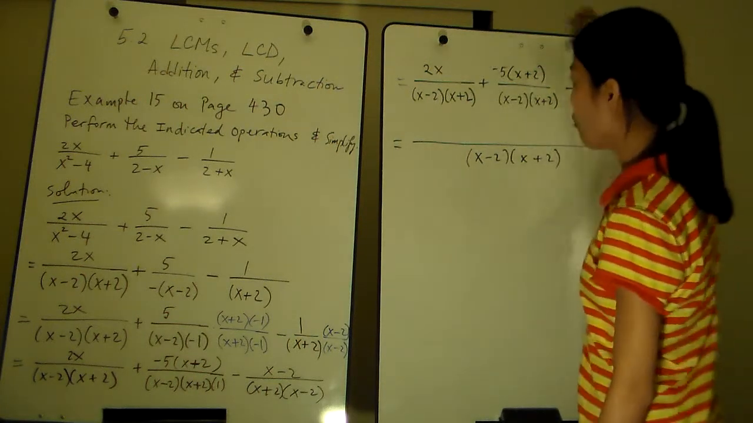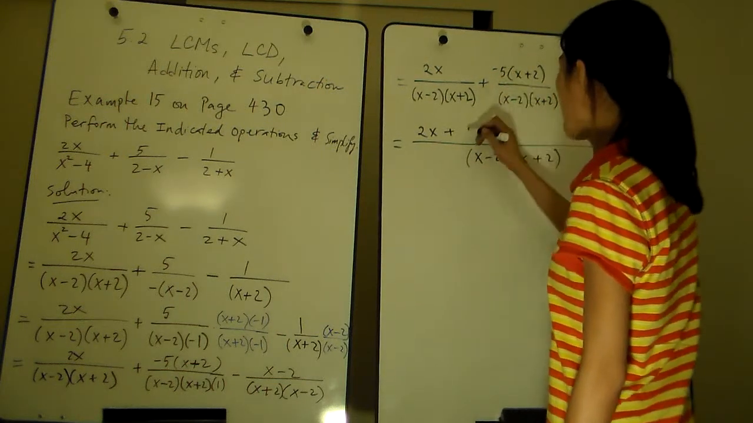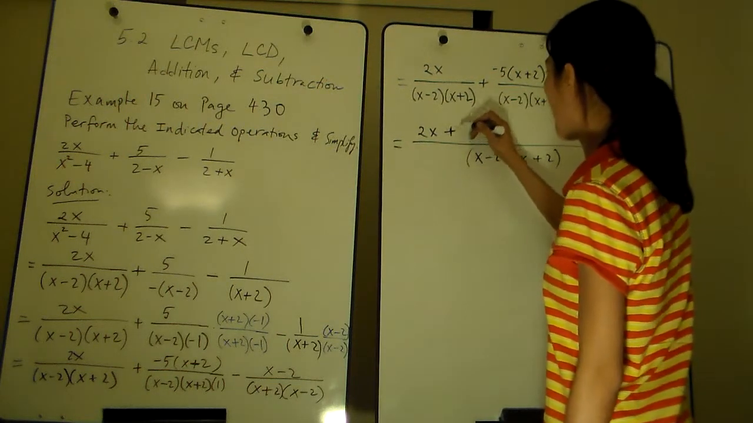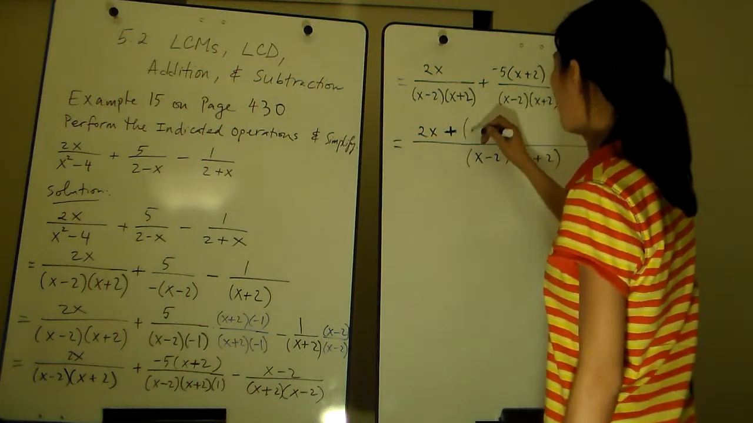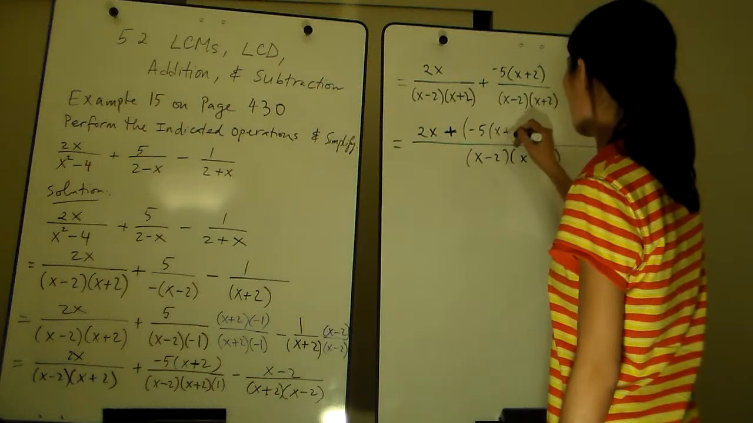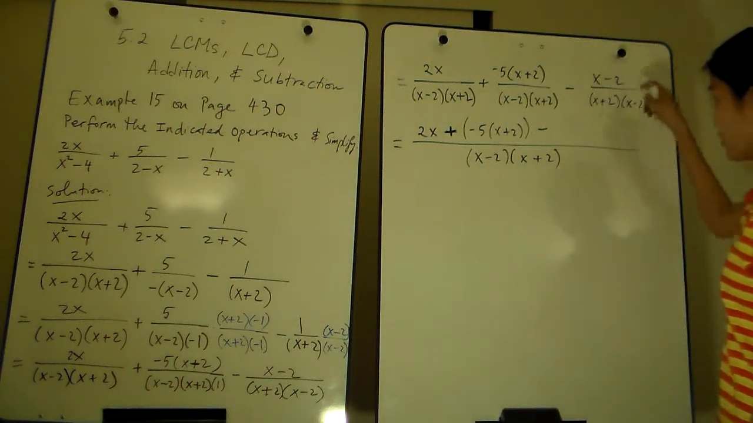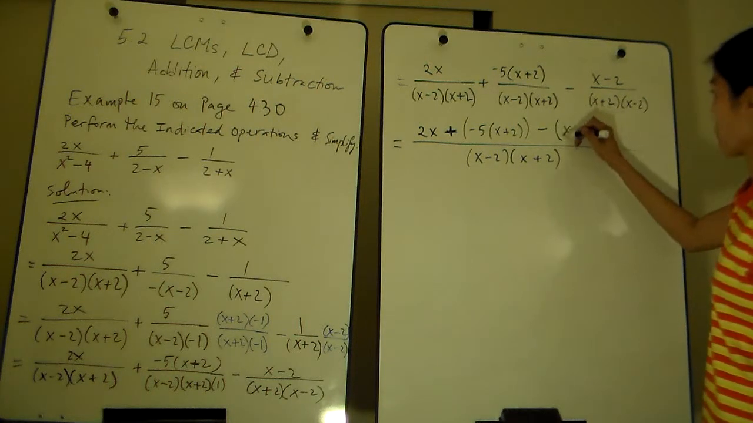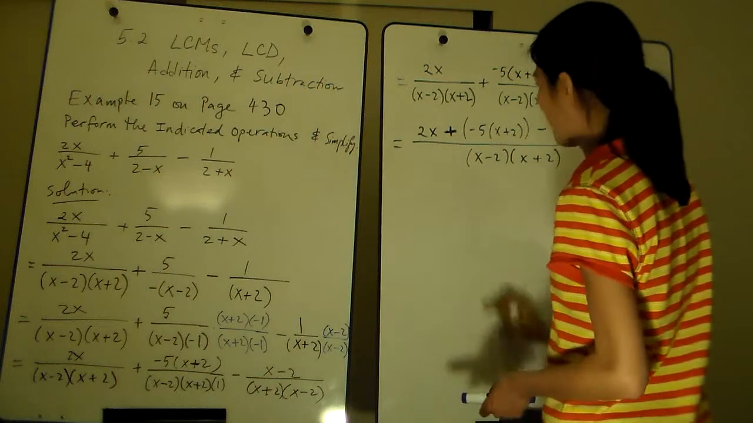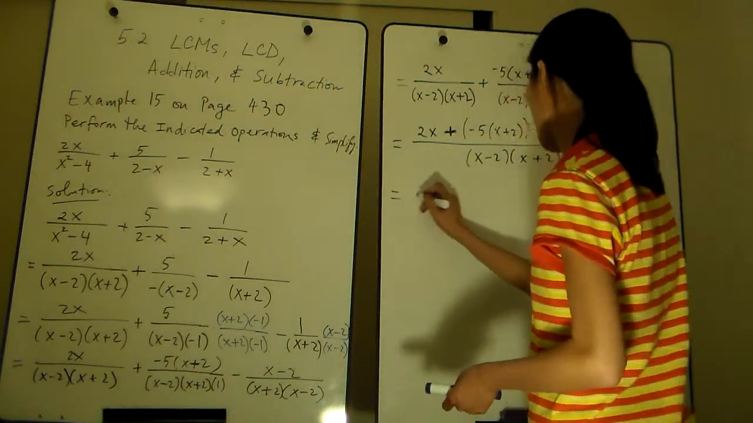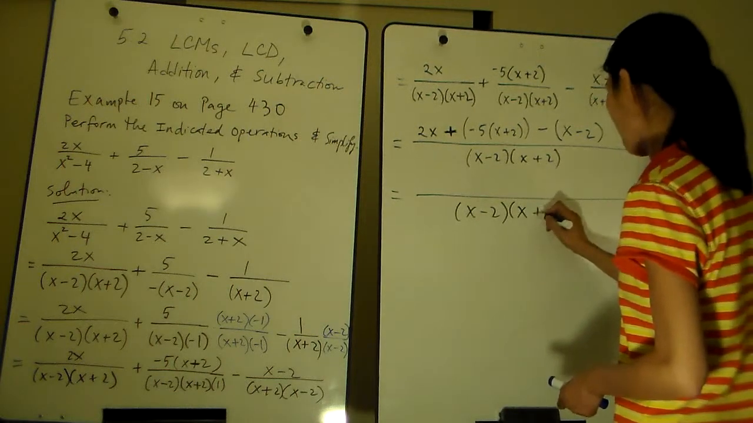Combine, now you can combine all the numerators: 2x plus negative 5 times x plus 2, minus. This minus might apply to all these terms, so make sure you use parentheses. Simplify further, you get still the same denominators.